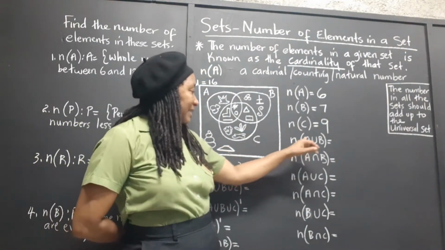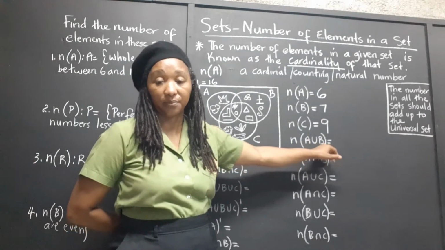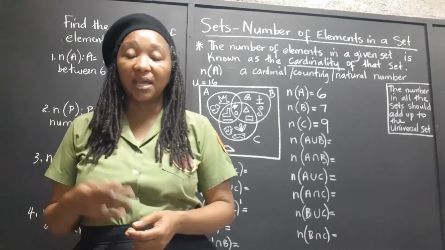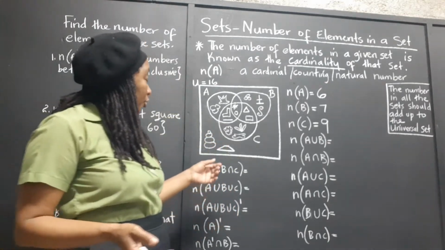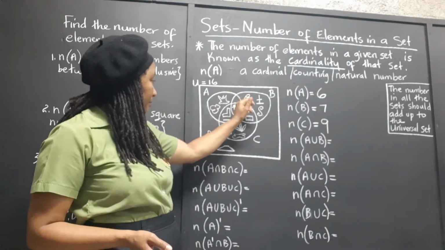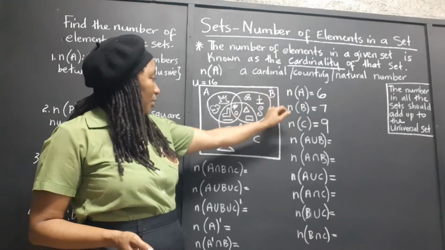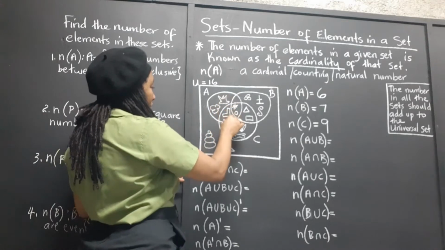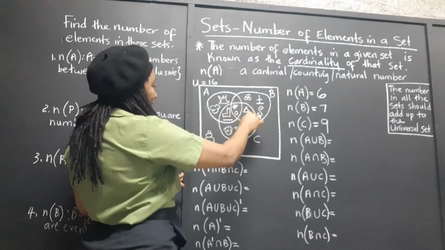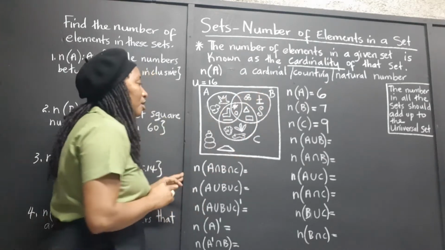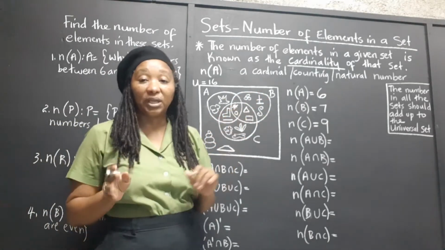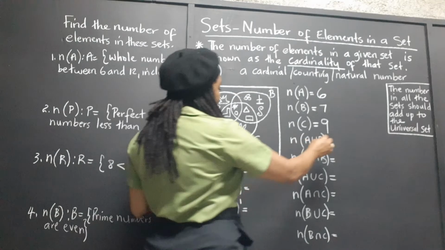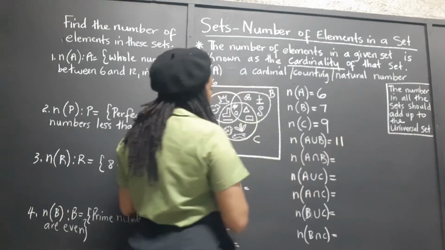The number of elements in A union B. So those are the students or items that are in A or B. So we have to count them both. Those who are in A, those who are in B, the union of them. So that's 1, 2, 3, 4, 5, 6, 7, 8, 9, 10, 11. Those who are in both A and B, we don't need to count them twice. We just count them once. So that's 11 elements in A union B.